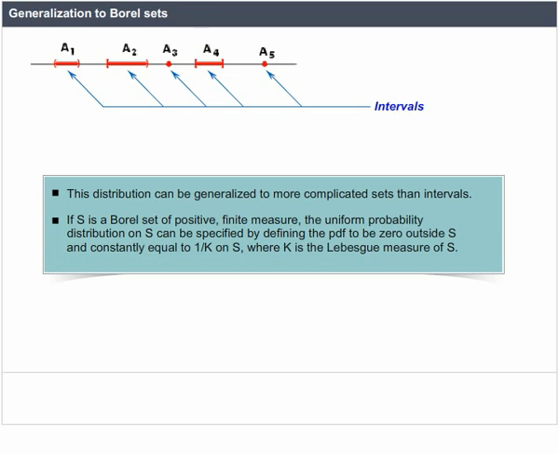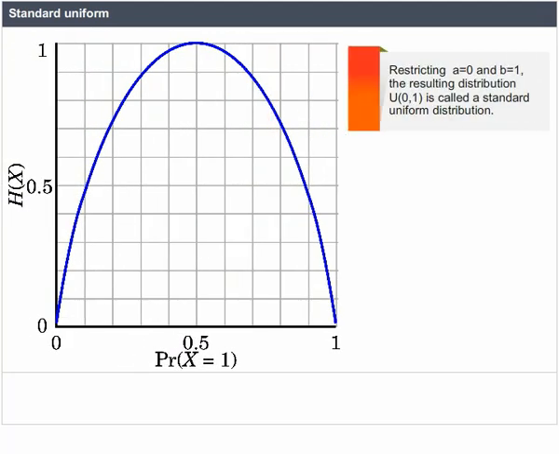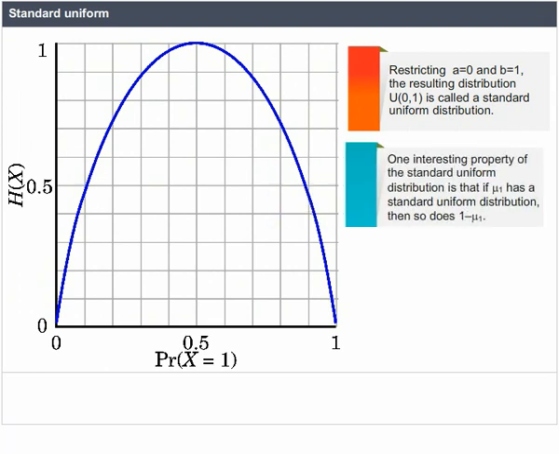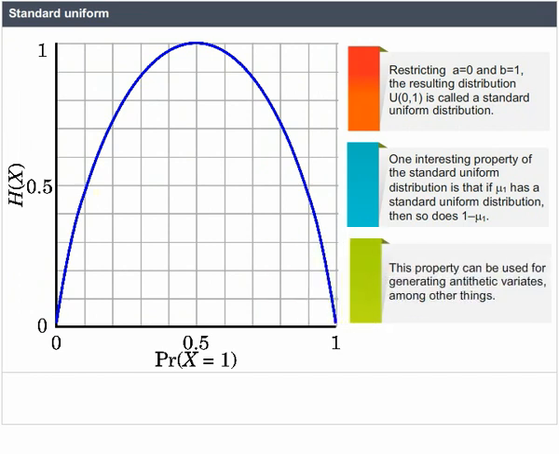Standard uniform. Restricting a equal to 0 and b equal to 1, the resulting distribution U(0, 1) is called a standard uniform distribution. One interesting property of the standard uniform distribution is that if u1 has a standard uniform distribution, then so does 1 minus u1. This property can be used for generating antithetic variates, among other things.